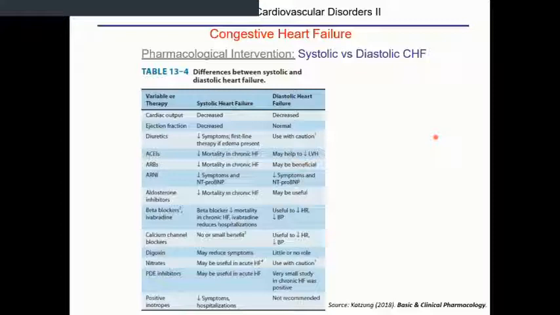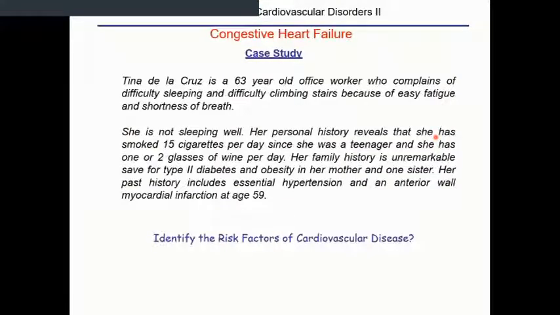So down the line, you just take note of all these differences, variability, and usefulness of your pharmacologic intervention between the systolic type heart failure and the diastolic type heart failure. This is found in your Katzung, Basic and Clinical Pharmacology, if you want to revisit this drug intervention. So here, let's just have a case study.